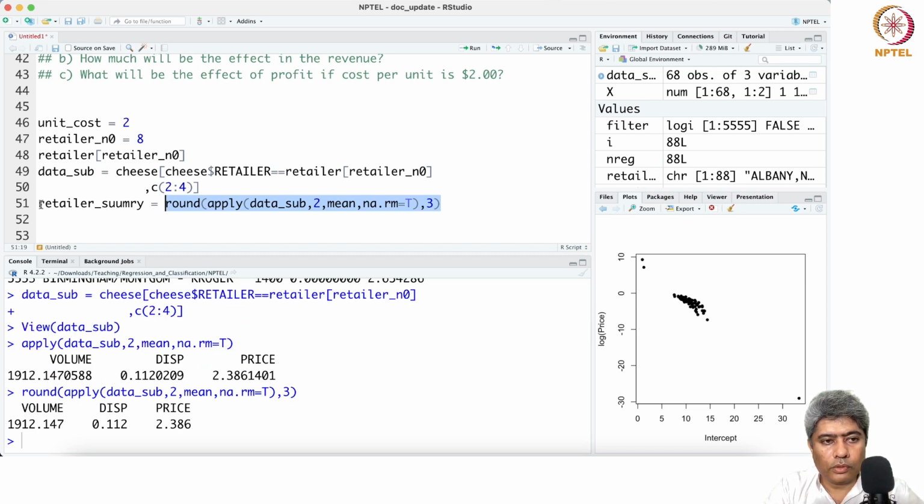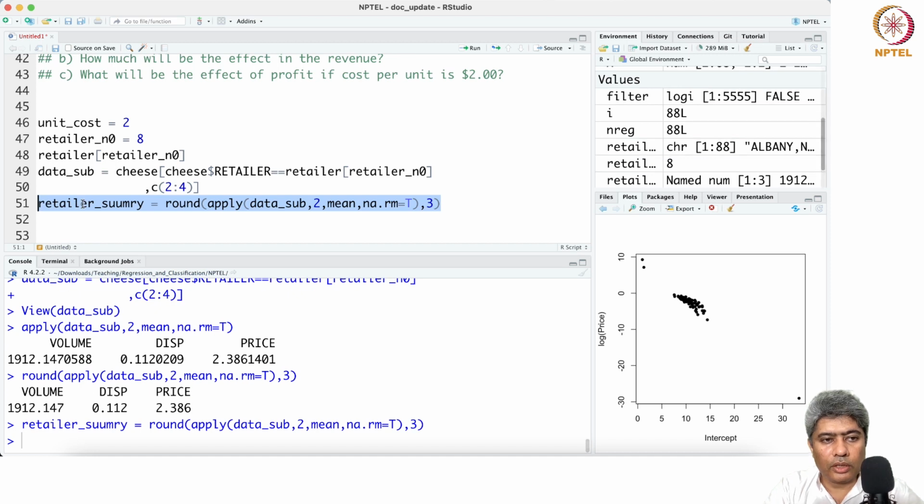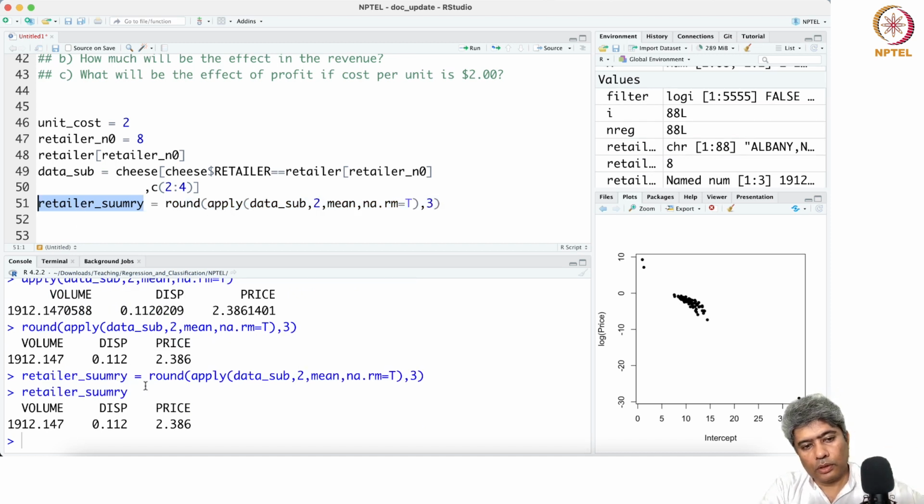these values. So that means this particular retailer is selling at 2.386 on an average, the price that they are selling, and volume is they're selling about 1912 units per week. So let me take the current price as the average price.